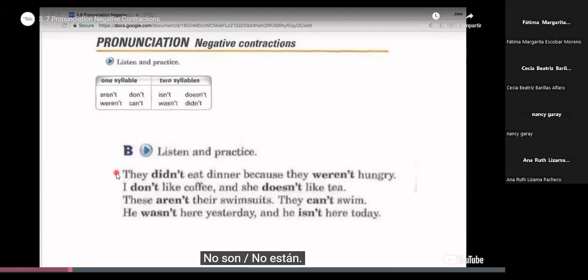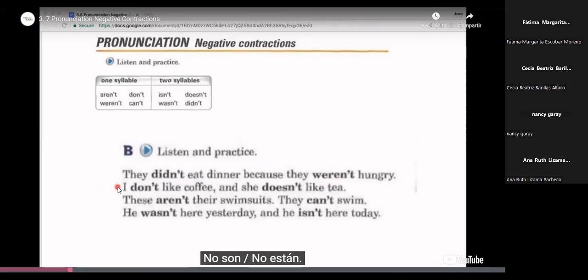Léame la misma. They didn't eat dinner because they weren't hungry. Okay. Se da tendencia de escuchar dos sílabas, pero es una, acuérdense. Weren't. Muy bien, gracias, Ana. Nancy Garay, sigue por ahí. Vamos a ver si nos lee la número dos. Y tengo también a Cecia Beatriz y Fátima Margarita.